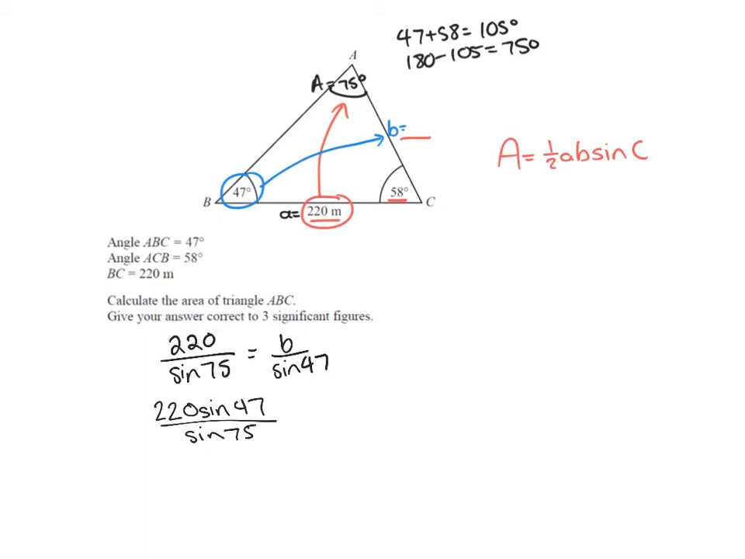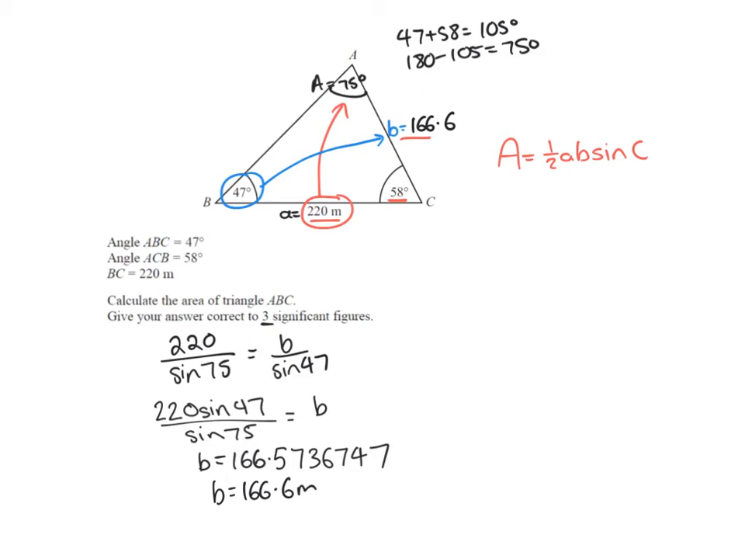And that will tell me that b is equal to 220 times sine 47 divided by sine of 75 degrees. So you could just type that into your calculator, and you'll get that b is equal to 166.5736747. Our answer is needed to three significant figures, so I'm just going to round this to four significant figures for the time being. So that's going to be 166.6 meters.